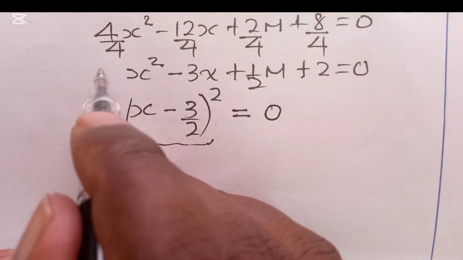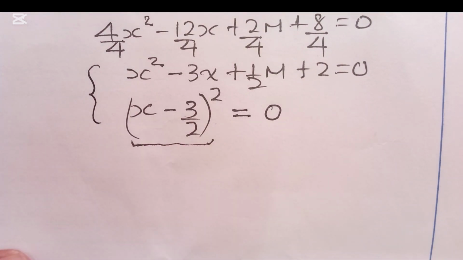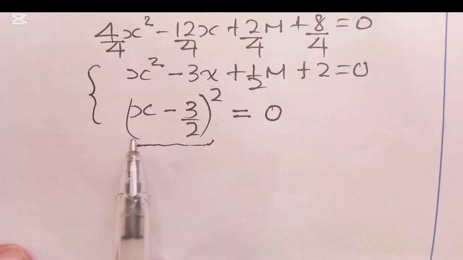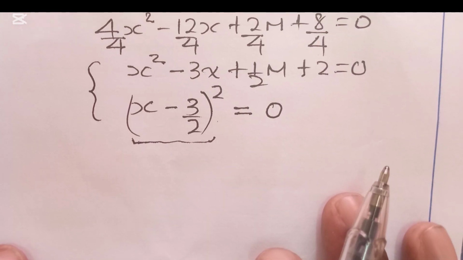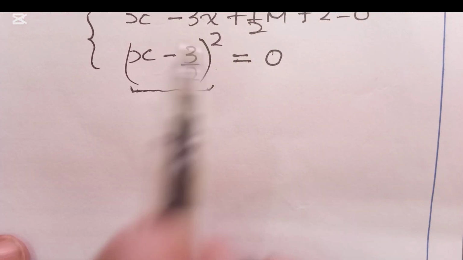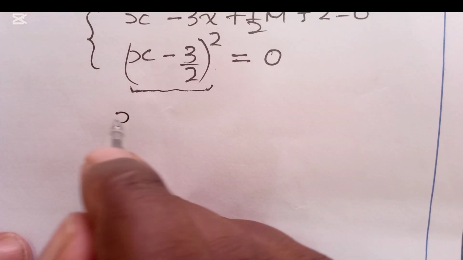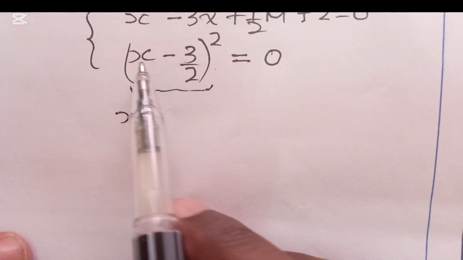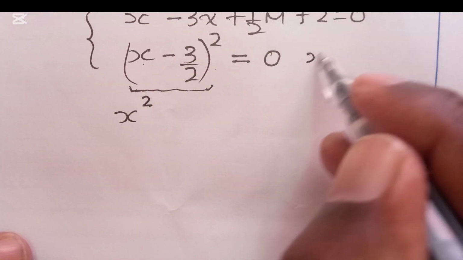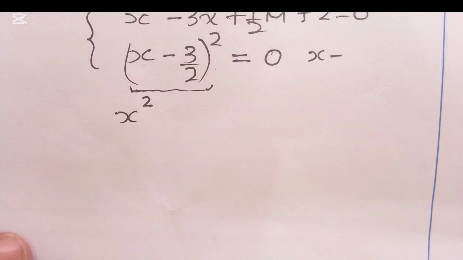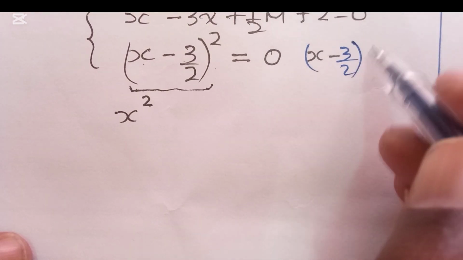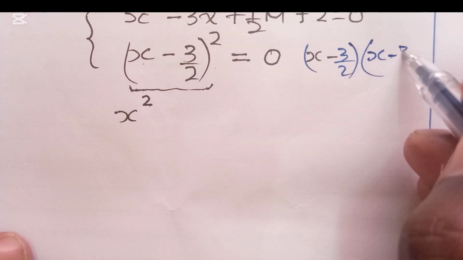In other words, these two equations are the same, because as we have said, this equation is a perfect square. And so therefore we can now expand this. If we expand, we shall get x squared, then x minus 3 over 2, multiplied again by x minus 3 over 2.